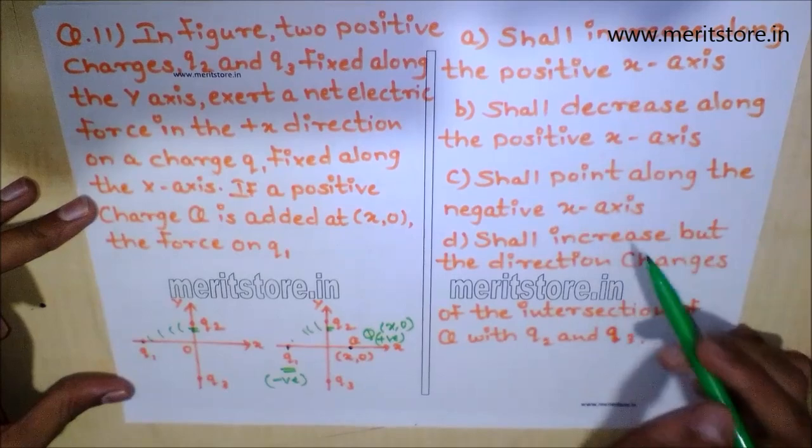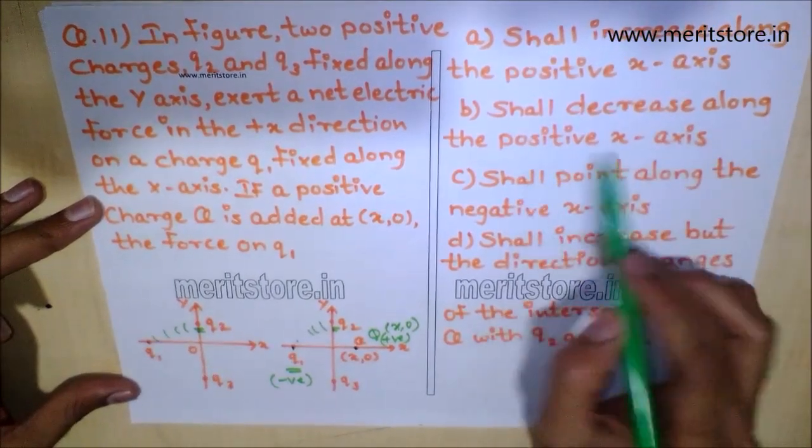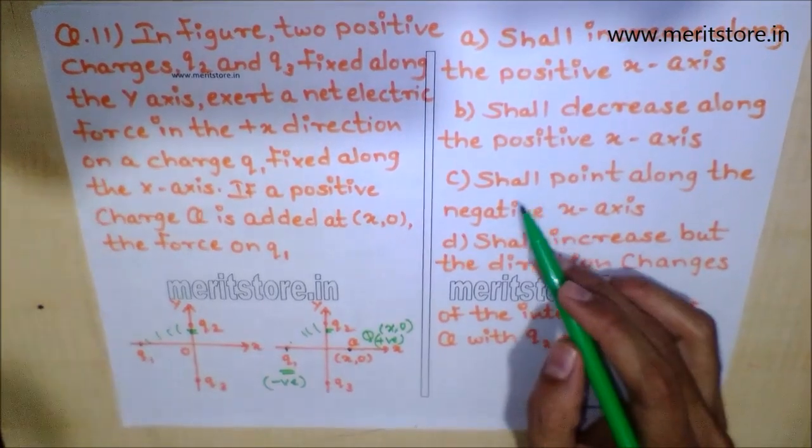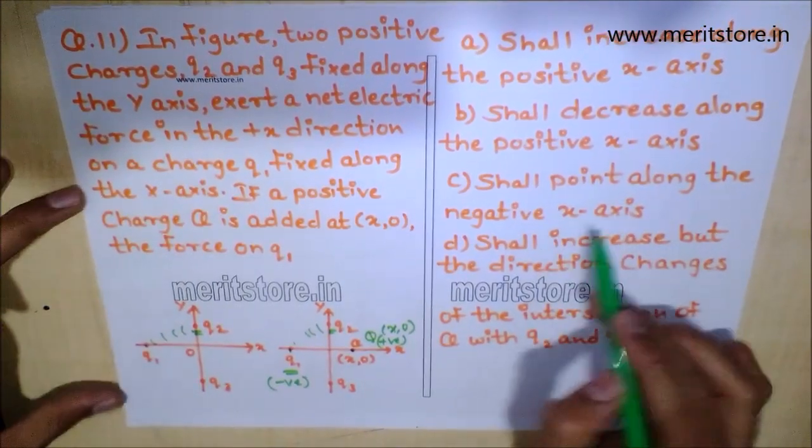Of course it should be. We should see the next options as well. It shall decrease along the positive x-axis? No. While moving backward, it will increase. So it shall point along the negative x-axis.